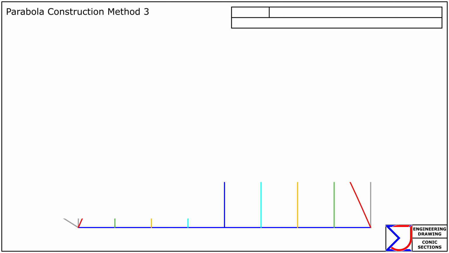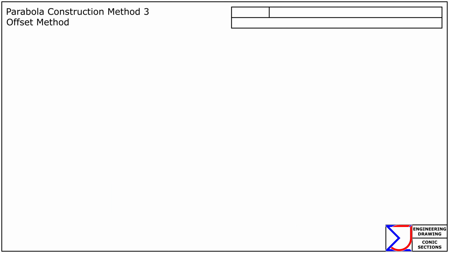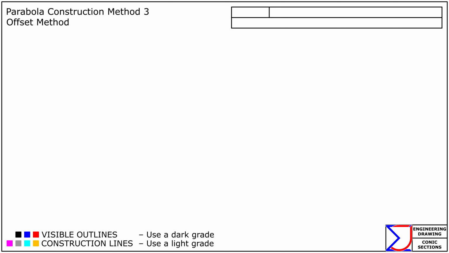Parabola construction method 3. Let's now move on to the offset method to construct the parabola, having a base of 150 mm and an axis of 90 mm.